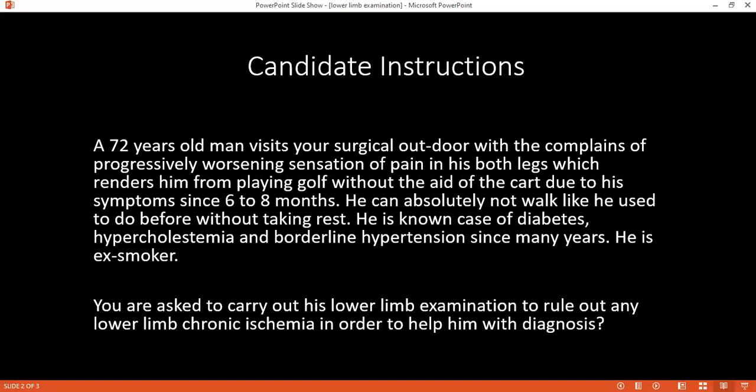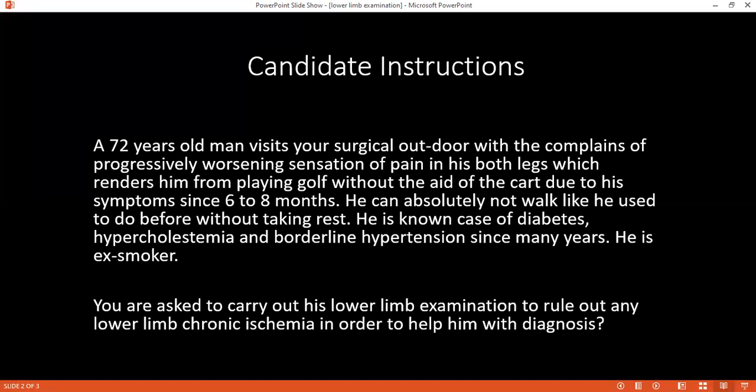Then I will go for palpation. I will compare the temperature with the back of my hand, starting from the thigh downwards, and look for any decrease in temperature. I will check the capillary refill time. Then I will feel the pulses of the lower limbs. I will feel the femoral pulse at the midinguinal point, popliteal pulse by flexing the knee and feeling behind the knee, and posterior tibial pulse behind the medial malleolus and dorsalis pedis artery lateral to the extensor hallucis longus.